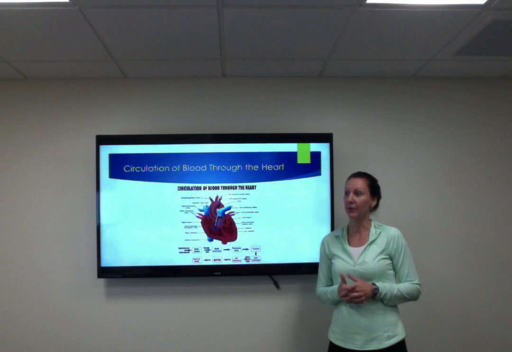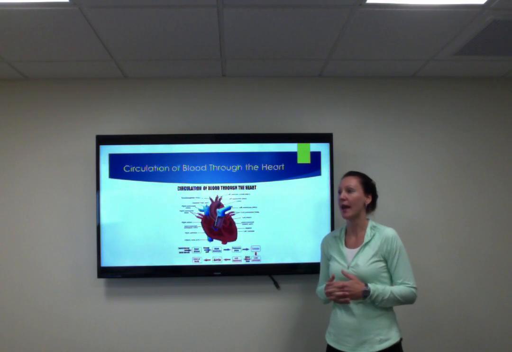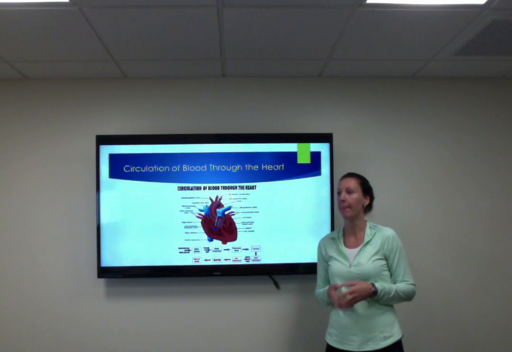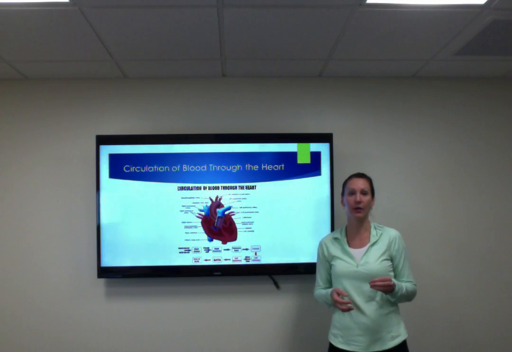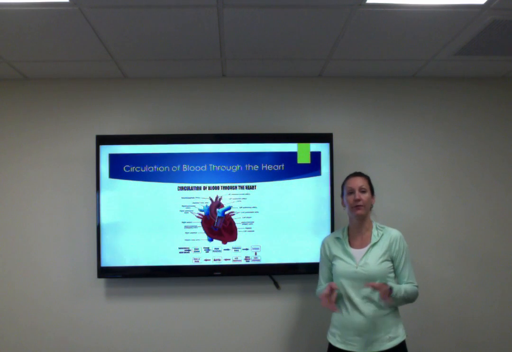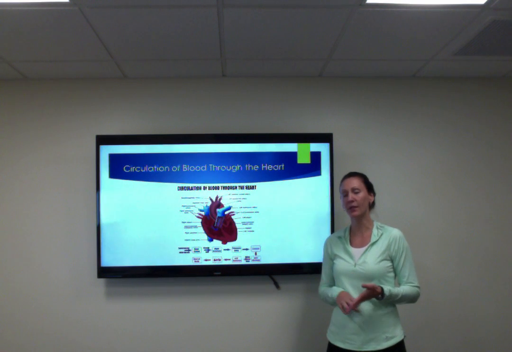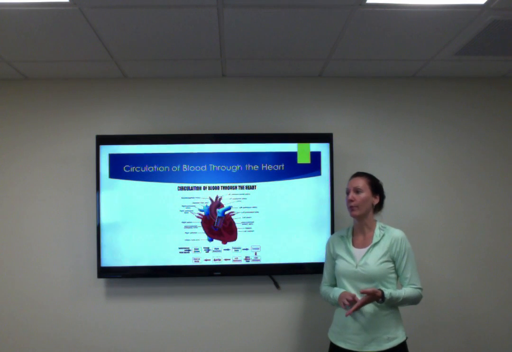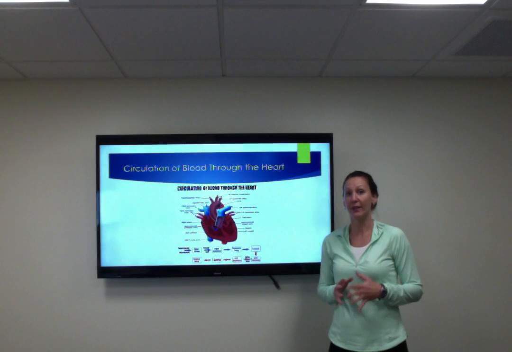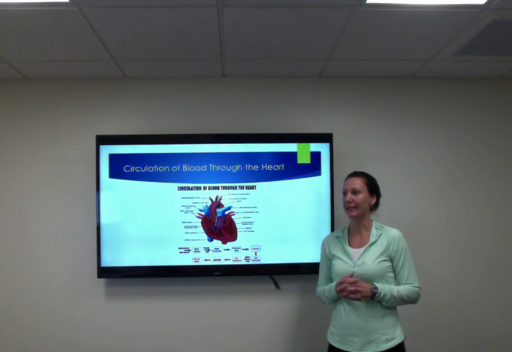There are 4 valves in your heart, and they keep the blood flowing in the appropriate ways. You have the tricuspid and mitral valves, which are known as the atrioventricular valves. They comprise the first part of the sound of your heart, which is the lub. And then the second part of your heart sound, which is the dub, is comprised of the semilunar valves, which are the pulmonary and aortic valves. So as you can tell, everything kind of works in synchrony, and it's a pretty delicate system.